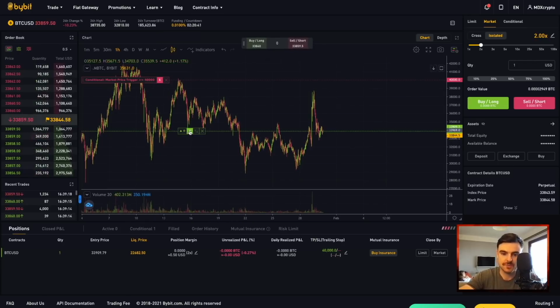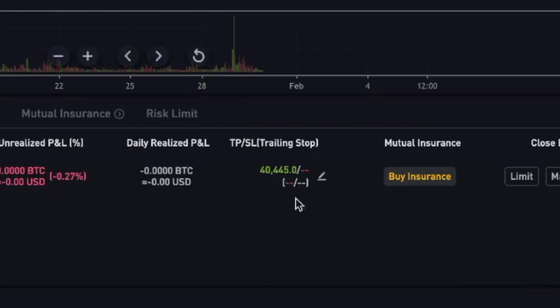So it shows you where your entry position is. There's my entry position. Here is my take profit. You can slide that on the screen as well. And guys, vice versa as well.